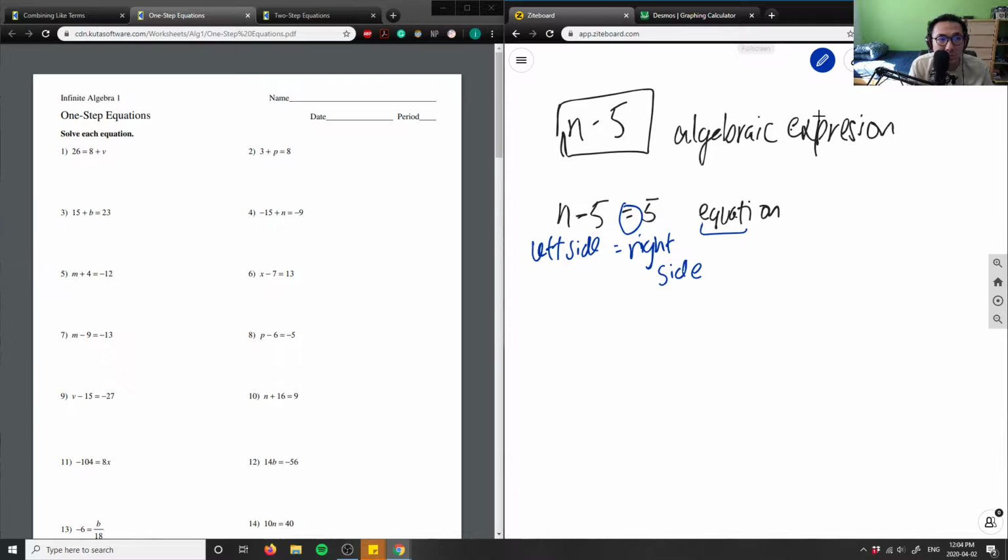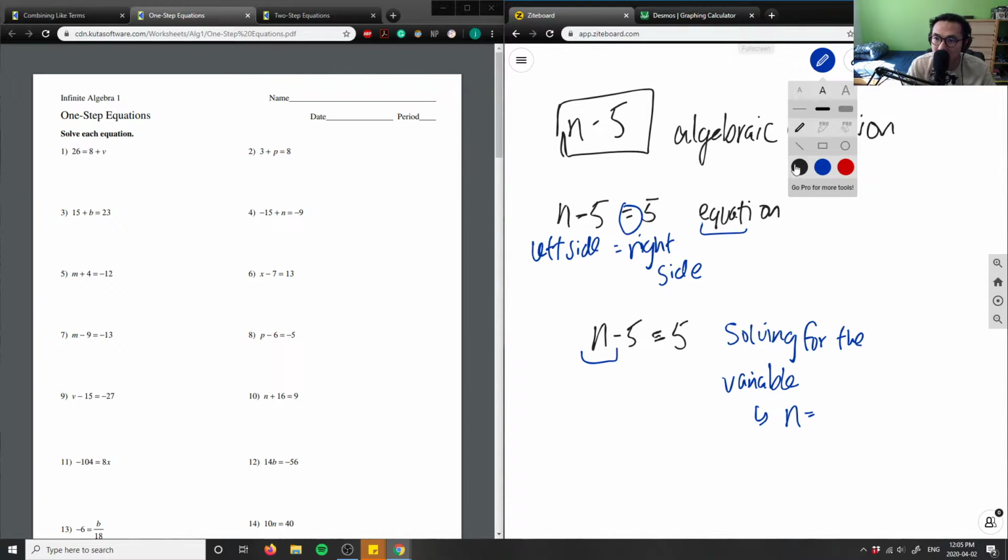What I'm usually doing with equations is solving each equation. So how would I solve this equation, n minus 5 equals 5? When I'm talking about solving equations, I'm always talking about solving for the variable. In this case, the variable is n, right? What does it mean when I'm solving for the variable? It's usually the variable equals some type of number. So in this case, n equals some number, and we can solve this equation, right?